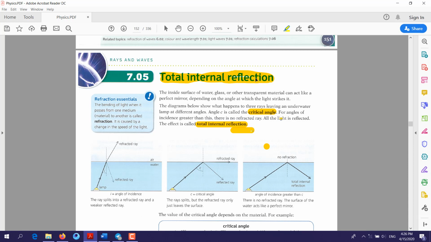Firstly, the word reflection: we said it is when the light is reflected. Then internal, what does internal mean? Firstly, we said for any light to reflect, it needs what to reflect? It needs a mirror. So, total internal reflection. The inside explanation for it.